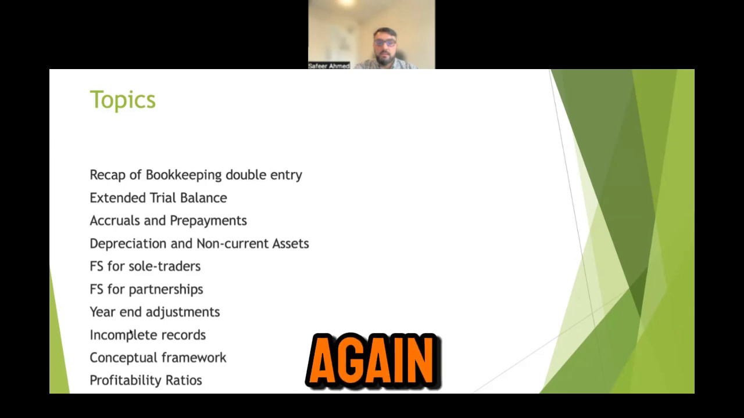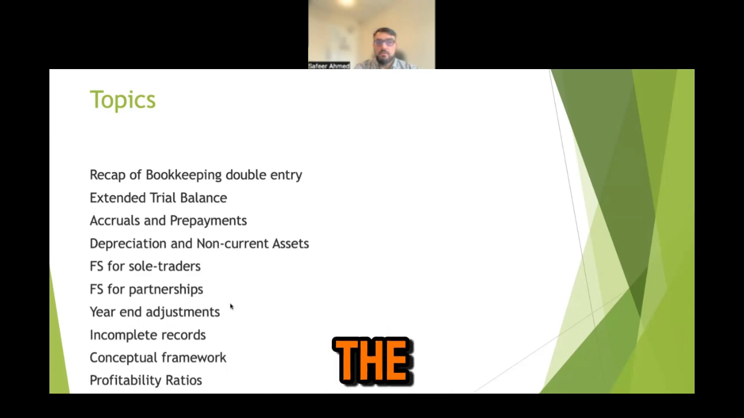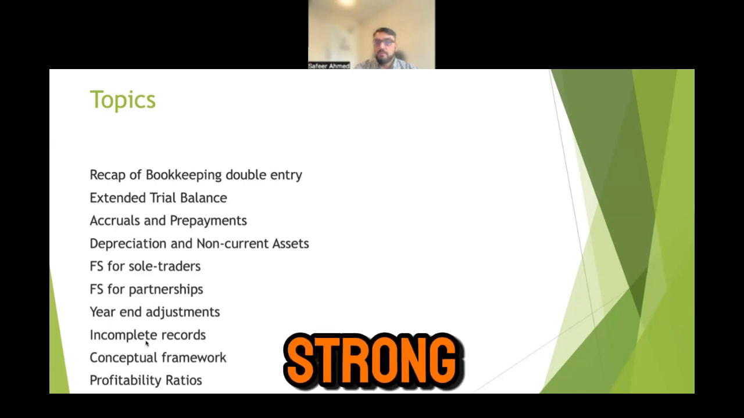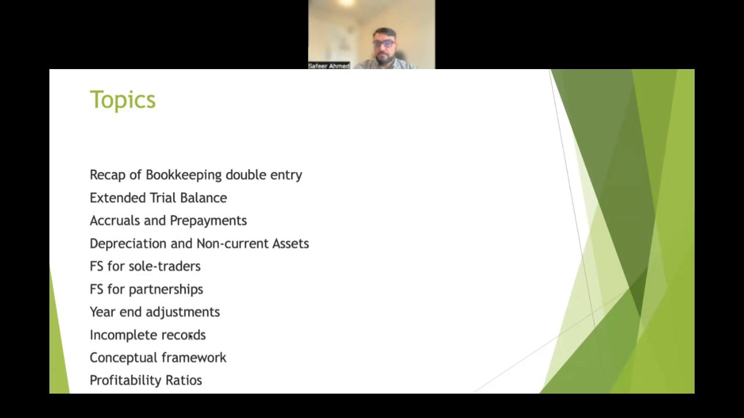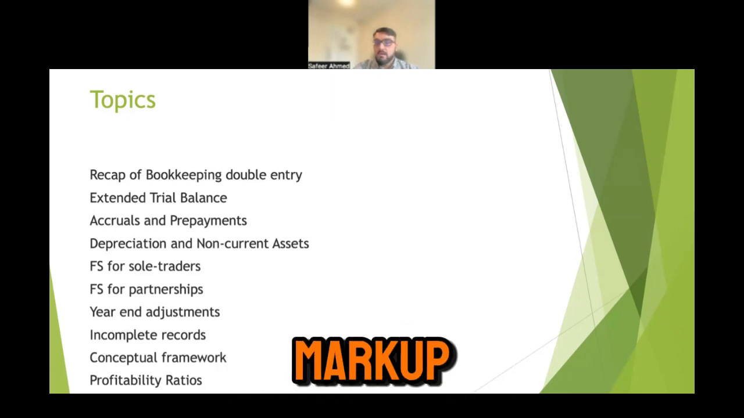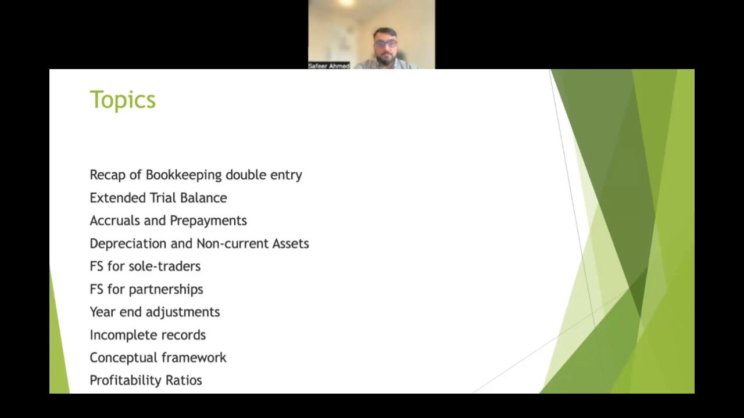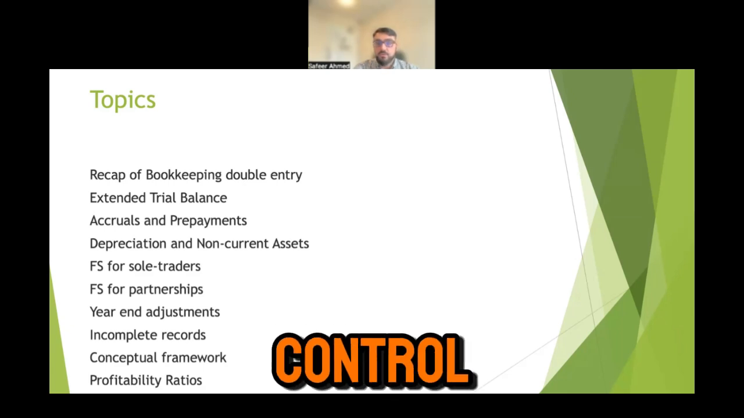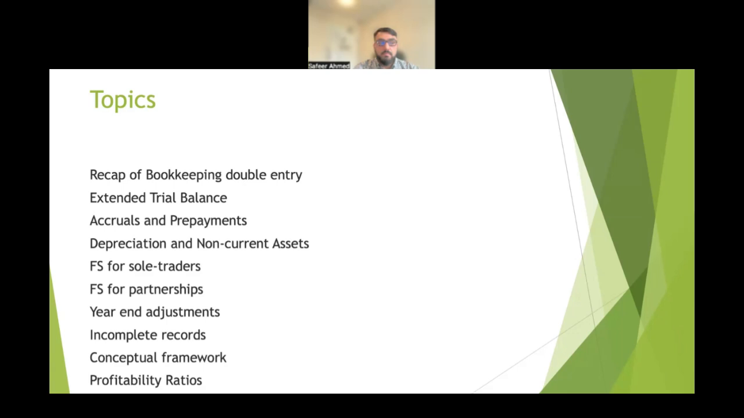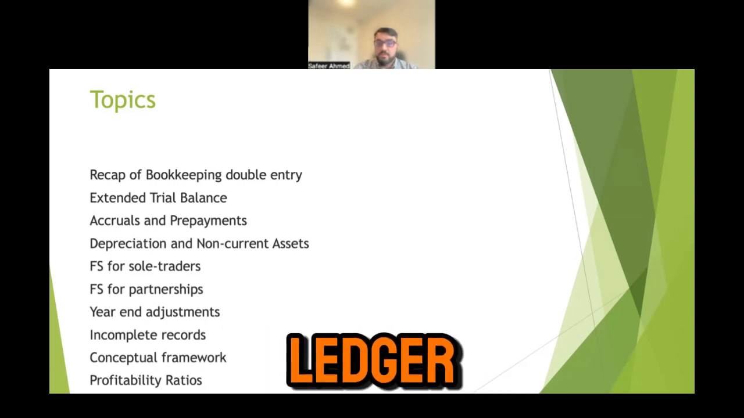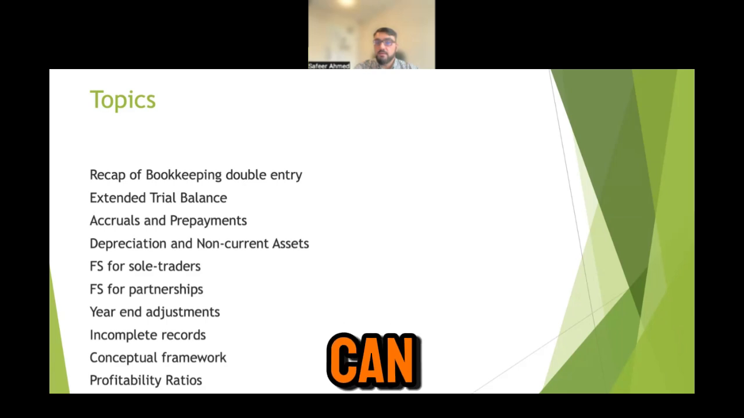And this again depends on how your knowledge is in the rest of the topics. If your knowledge in the rest of the topics is very strong, in incomplete records you are normally fine. As part of the incomplete records, you need to make sure you're absolutely happy with the markup and profit margins, and you are also happy with the control accounts. You're happy with, for example, those ledgers, bank ledgers. It could be a non-current asset disposal ledger again. As part of the incomplete records, it can come up as well.